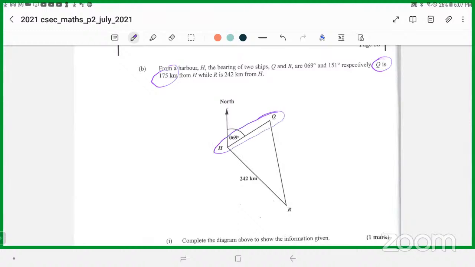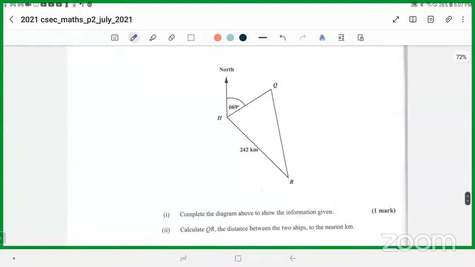That's this distance, and they did not show it. And it says R is 242, but they show this one, 242. So that's how they do it sometimes. They give you an incomplete diagram and you have to complete it. See what I say here? Complete the diagram to show the information. I have to put on all the information, right?